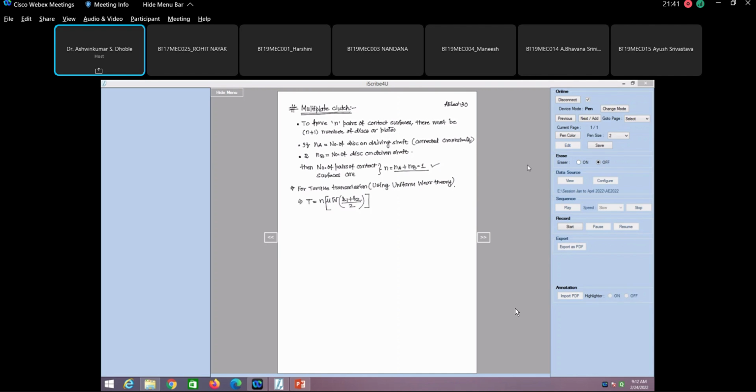Here n is coming into the picture. That is the only change. So for a single plate clutch, it is mu W (R1 plus R2) by 2. And for a multi-plate clutch, it is this particular expression. So is this clear? Anybody is having any issue as far as this is concerned?